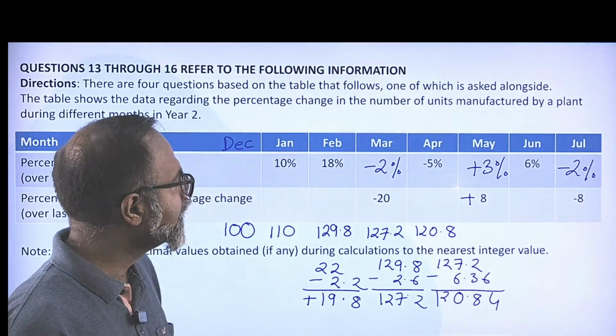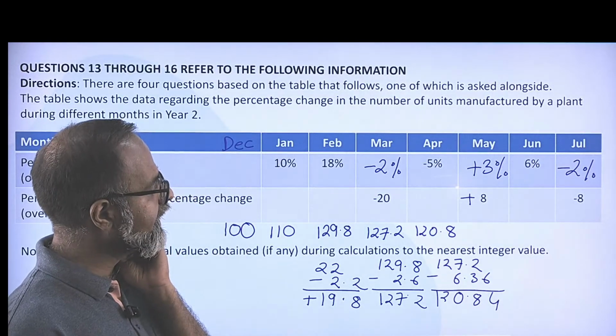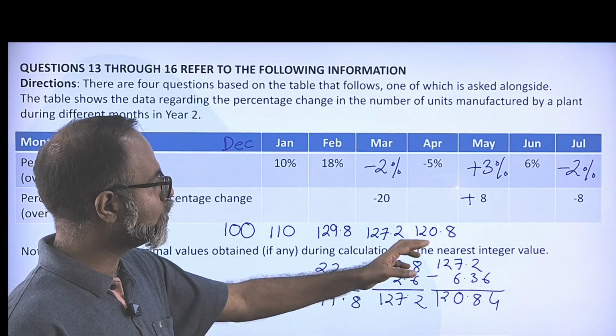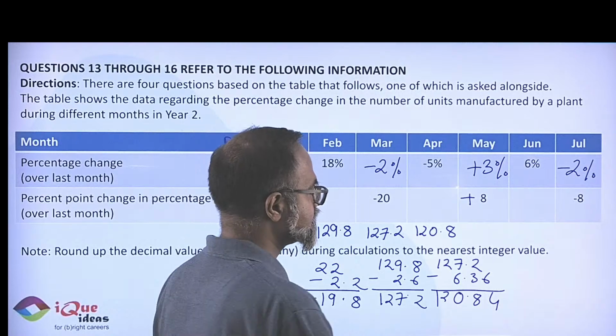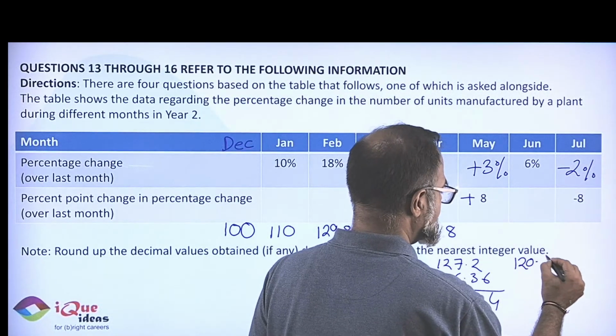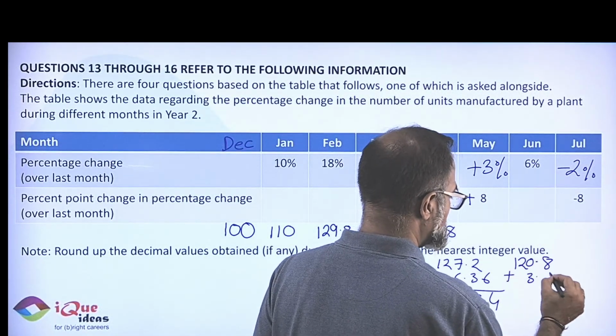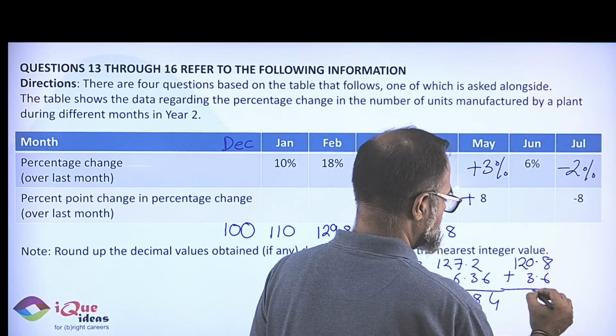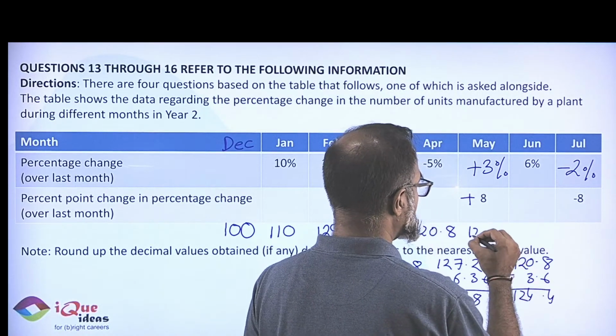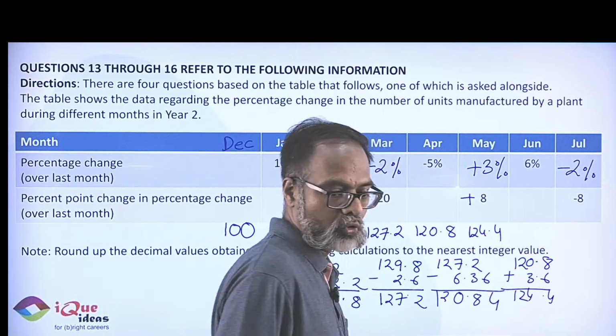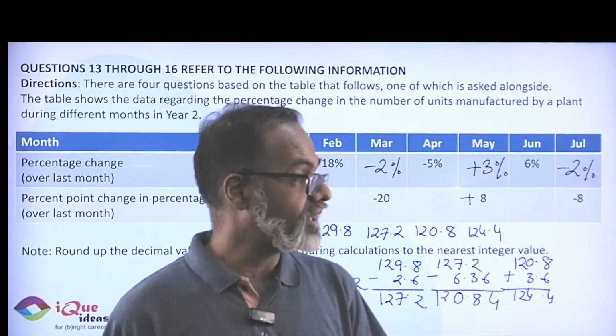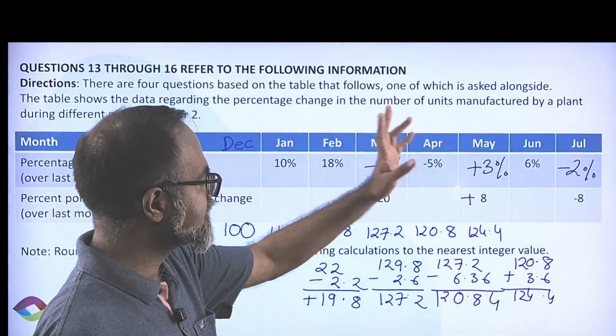Okay. Next is a 3% increase. So 1% is 1.2, 3% is 3.6. So 120.8 plus 3.6. 8 plus 6, 14, 4. So I can get this as 124.4. Right? Now the next value is 6% increase.